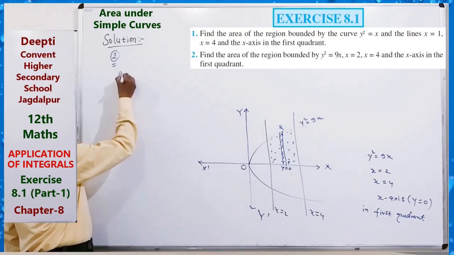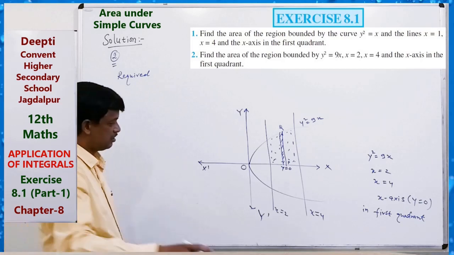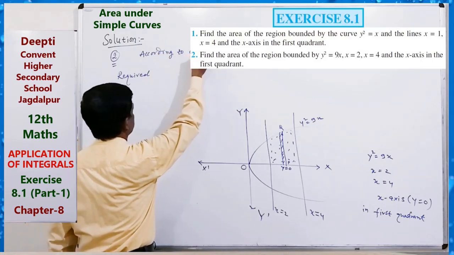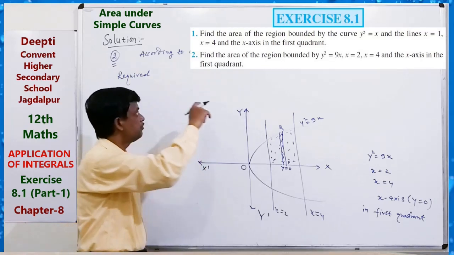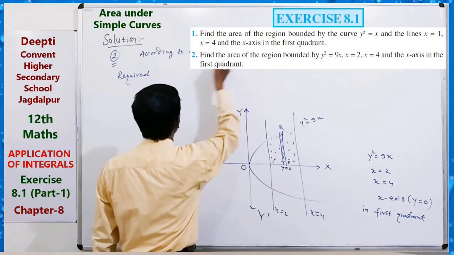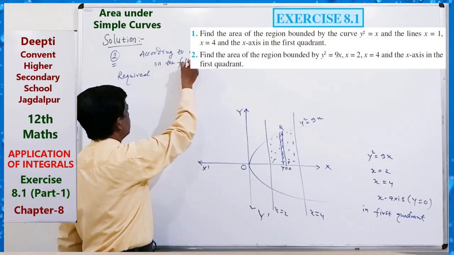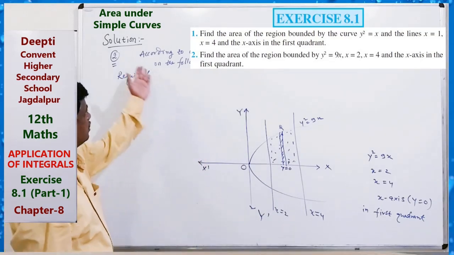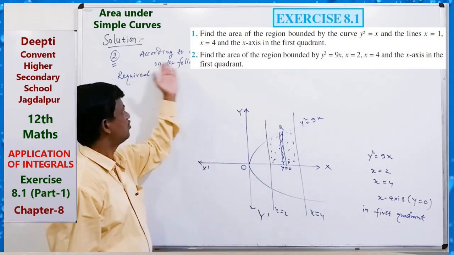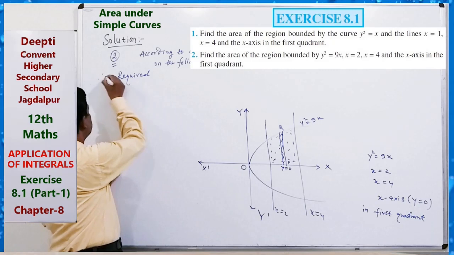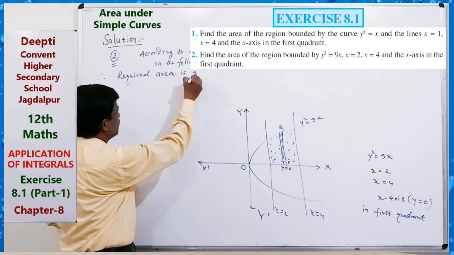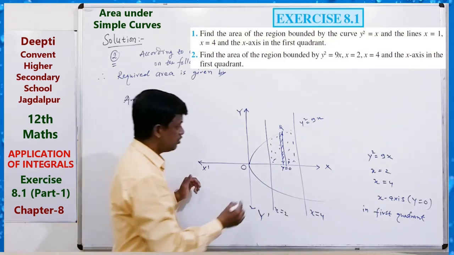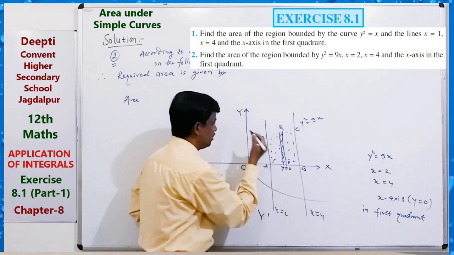So the required area, we have to write, according to the question, consider the following diagram. If you draw a diagram, then you can write it in short in this line. Therefore, the required area is given by area equals to what area do we require? A, B, C, D. This.